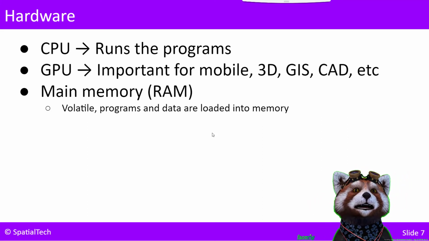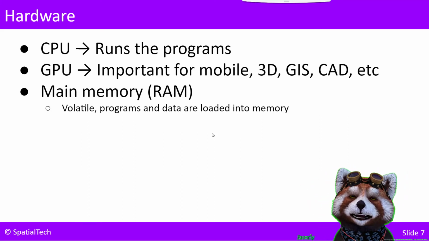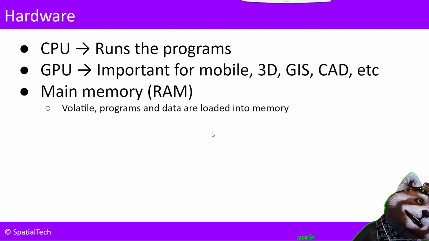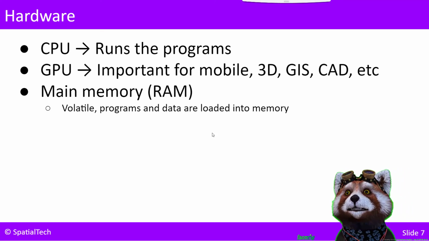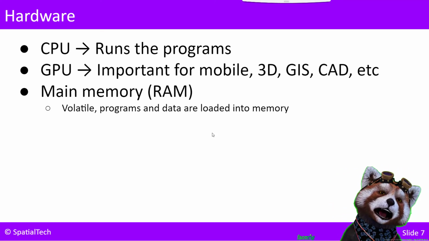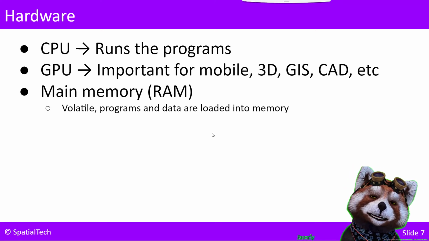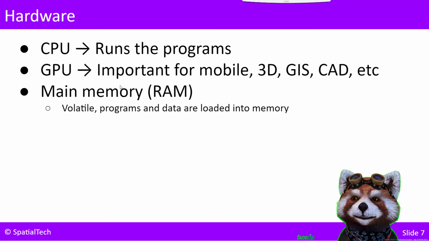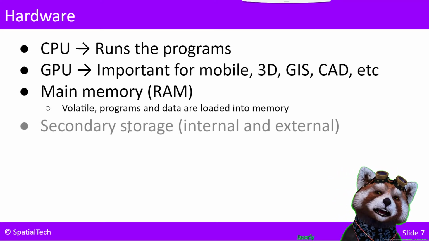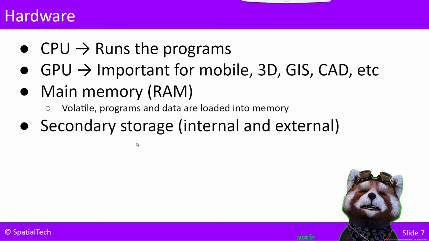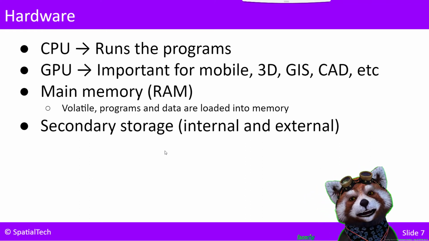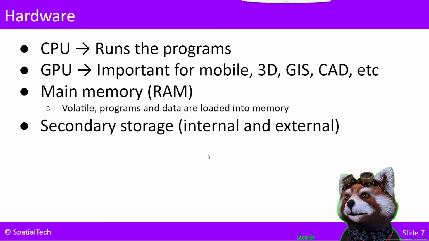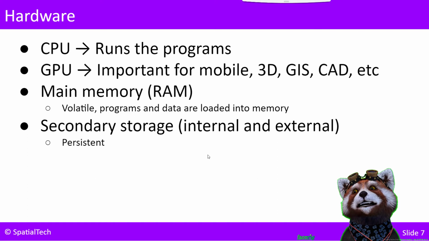And so when we have a software program on disk, like ArcMap or ArcPro, or even VS Code, those had to be loaded into RAM off of disk so that we can use them and interact with them. And they get loaded into memory. However, we need to save our work eventually, and that's typically done on secondary storage, right? Could be internal or external, but this is where we persist data.